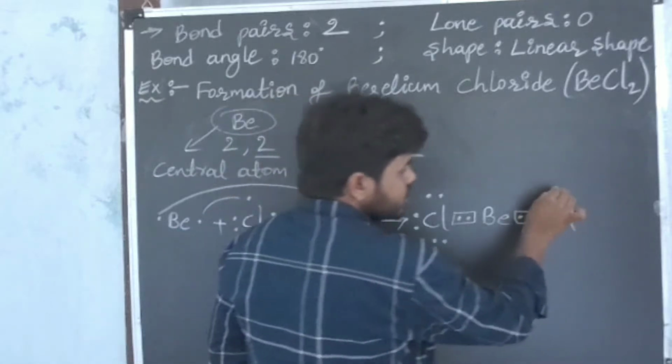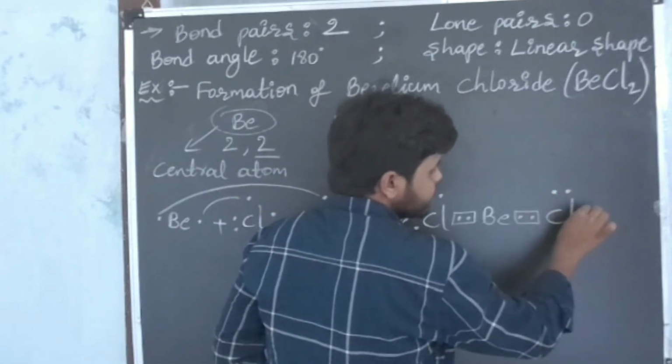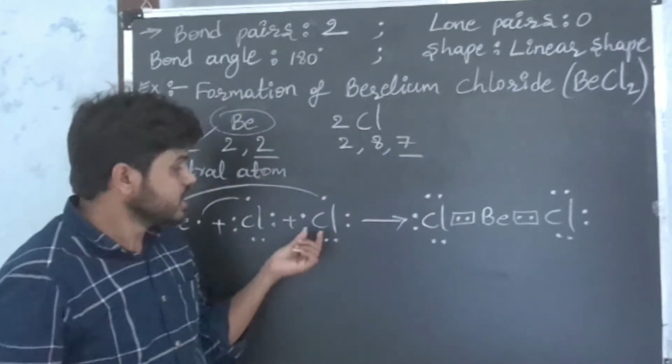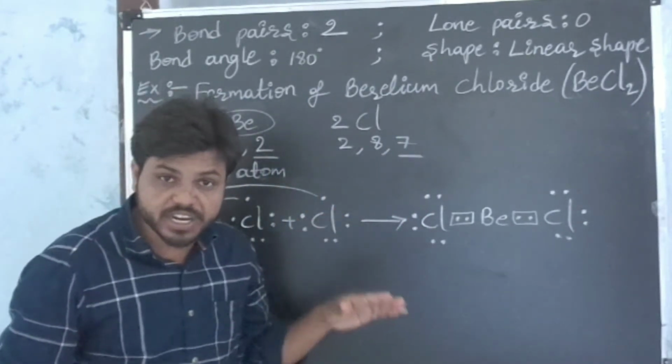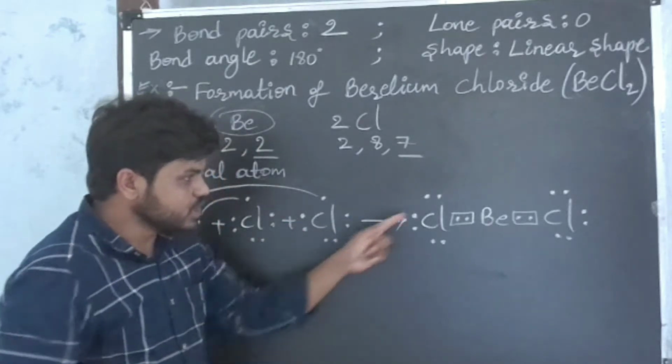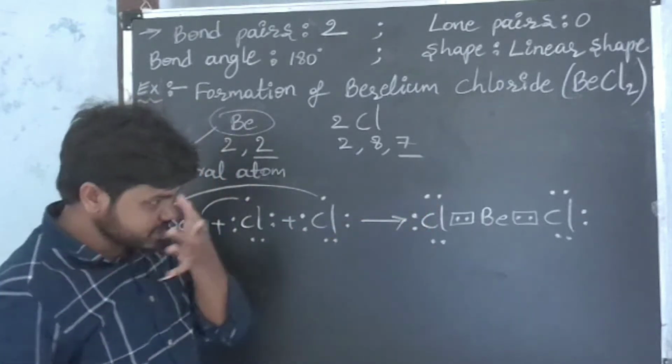Here also there are 6 unbonded electrons. I am placing those 6 unbonded electrons as it is. Unbonded electrons means the electrons which are not participating in chemical change. These 6 electrons are not participating. That's why I am placing those unbonded electrons as it is.